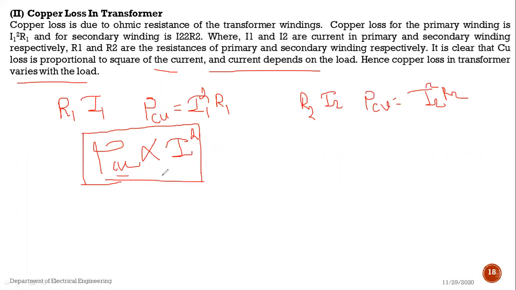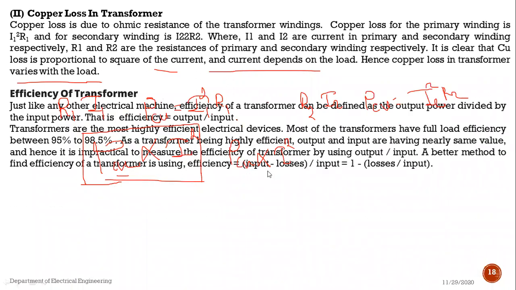So PCU is directly proportional to I square. PCU, that is the copper loss of the primary winding, equals I1 square into R1. Then the copper loss in the secondary winding is I2 square R2. So according to this, we conclude that the copper loss is directly proportional to I square. If the current changes, the copper loss changes, so we can call it a variable loss of the transformer.